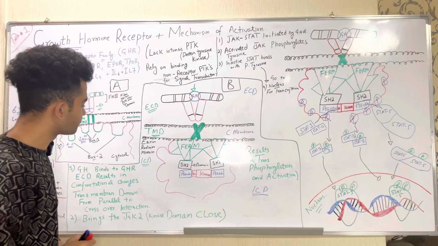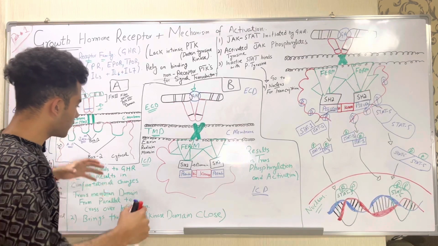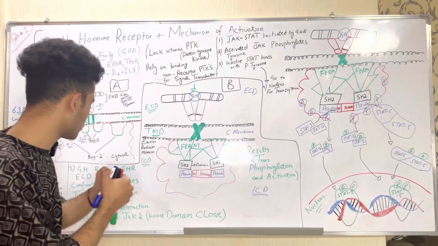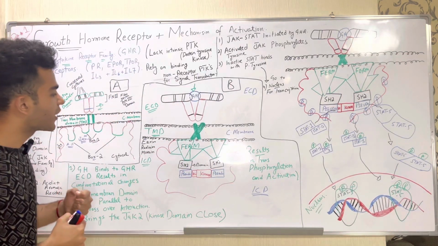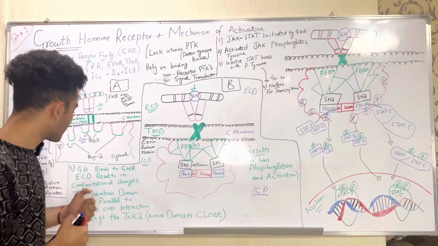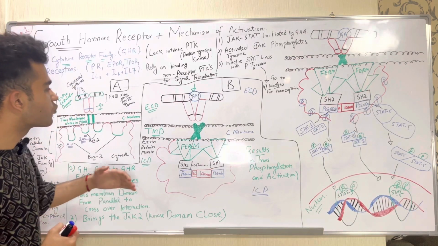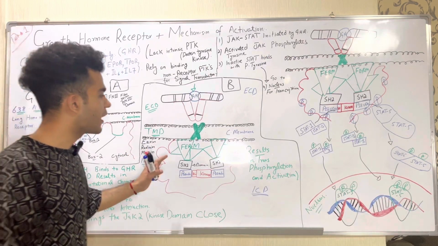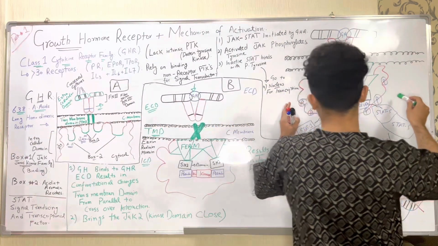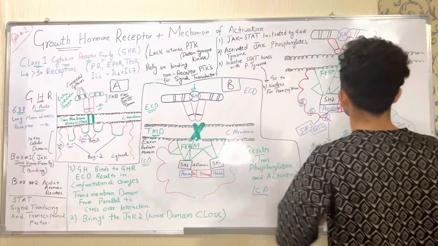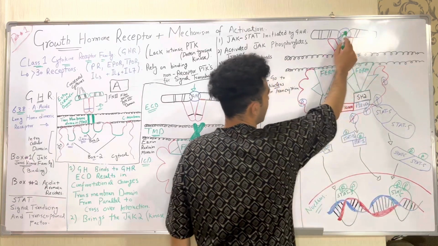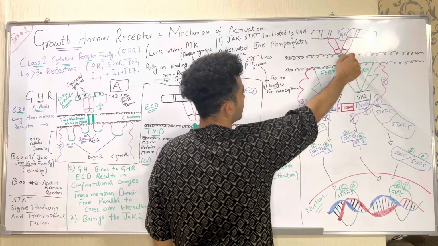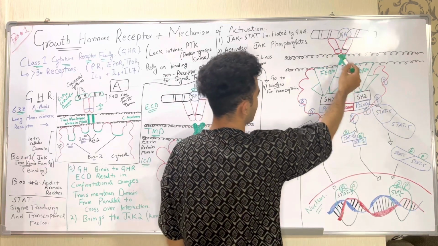So what will happen? The JAK domains will become closer to each other. When they become closer to each other, what will happen? Then it will be activated for the phosphorylation. So now if we move to this part of our diagram, look, first, as we told, the growth hormone came and it activated this complex, and there come structural changes.